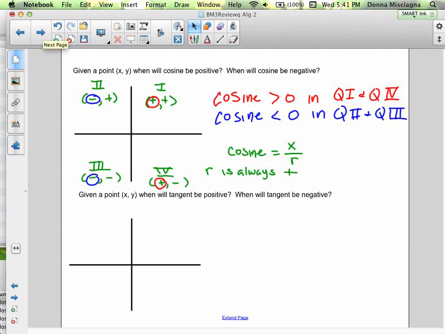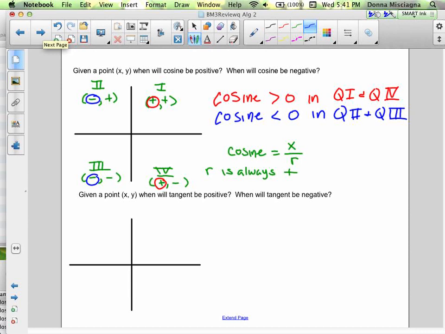Right? So sine uses the y value, and also cosecant, which is the reciprocal of sine, also uses the y value. Cosine and secant use the x value. And all four of them use the radius, which is always positive. The two functions that do not use the radius are tangent and cotangent, and they use x and y.